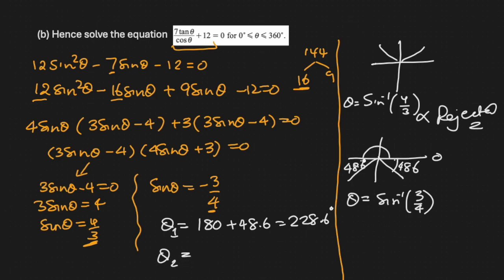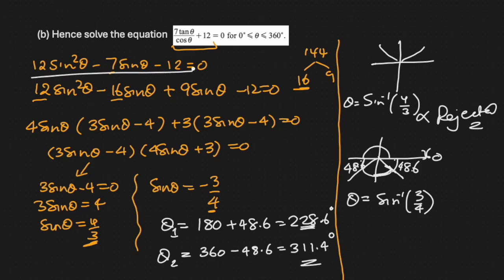Second answer will be continuing from here and reaching this point, this line, which is 48.6 less than 360 degrees, less than a full circle, right? So it will be 360 minus 48.6, which is 311.4 degrees. These are the two answers of the given equation.